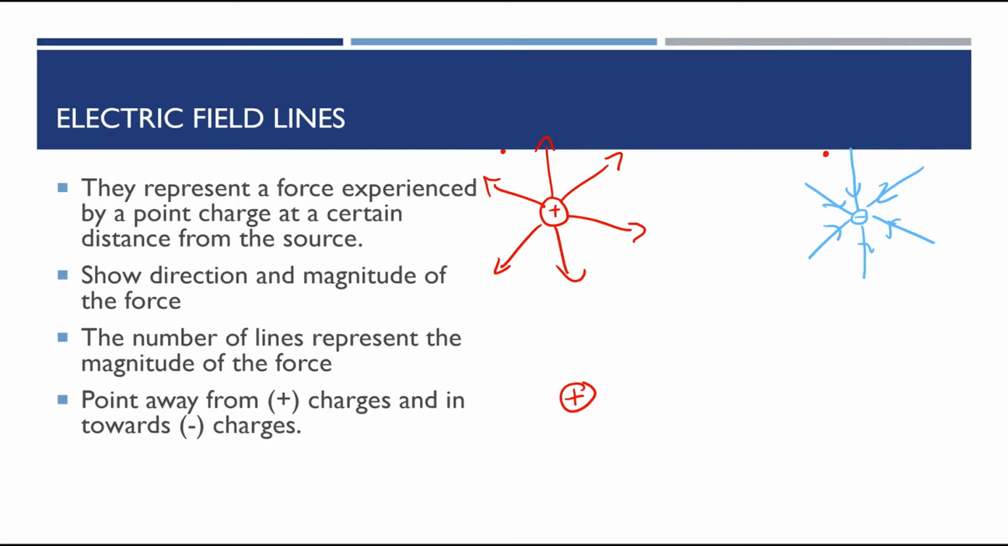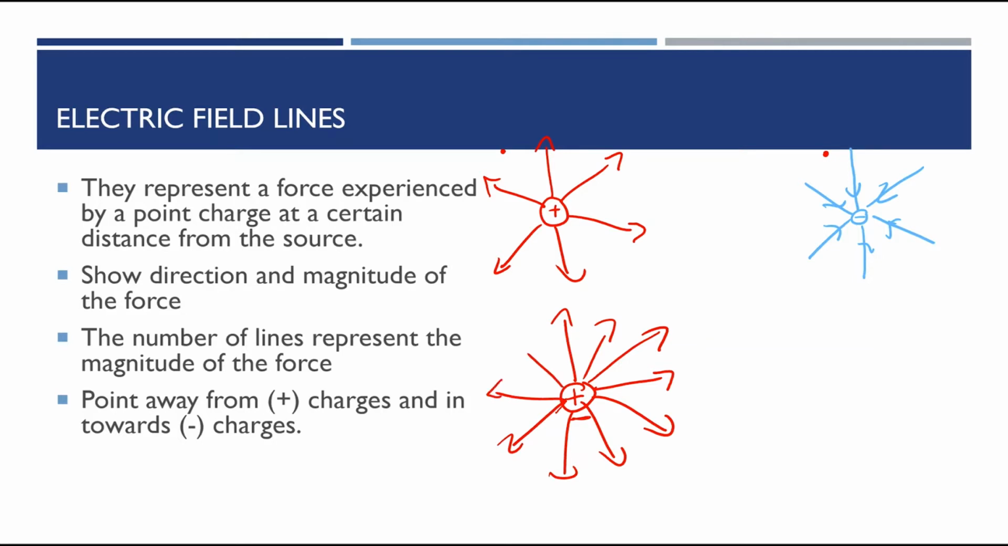Another thing to keep in mind is the magnitude of the force can be represented by the number of lines that are drawn. So let's say this source, this positive charge down here, has a greater charge than the one above it. So we would represent that with a greater number of electric field lines. Because it has a greater charge, it will produce a greater force.